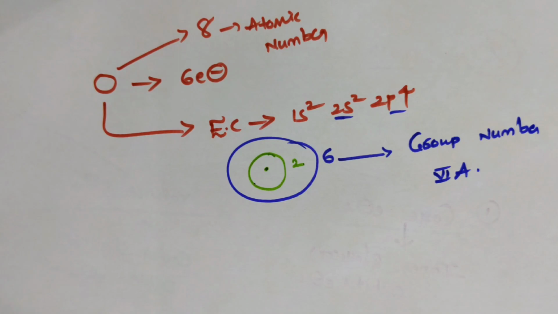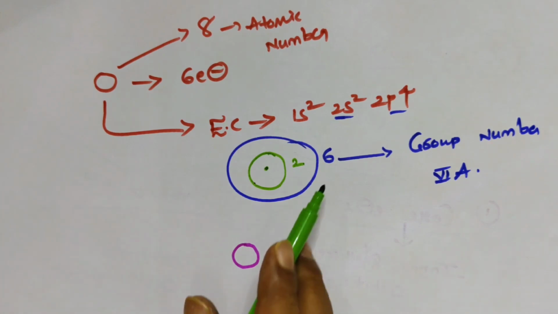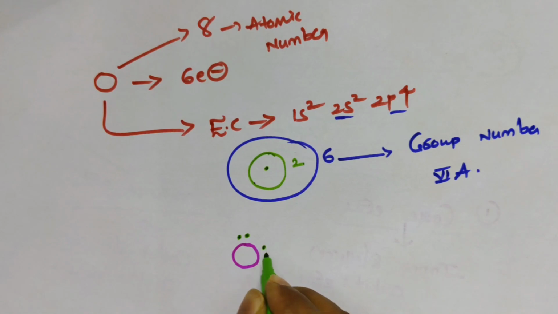Now how do we draw the Lewis dot structure? First you write the symbol of oxygen. Around the symbol of oxygen, draw the Lewis dots. How many valence electrons? 6, so 1, 2, 3, 4, 5, 6. This is the Lewis dot structure of oxygen. Here valence electrons are represented with dots.